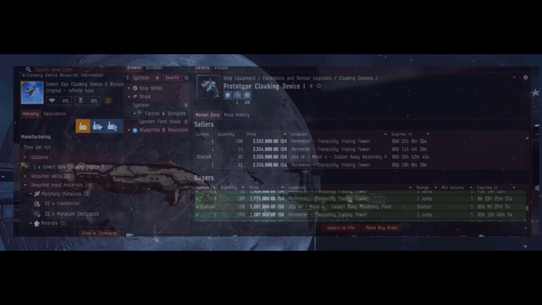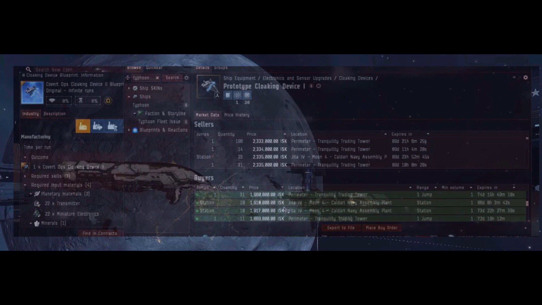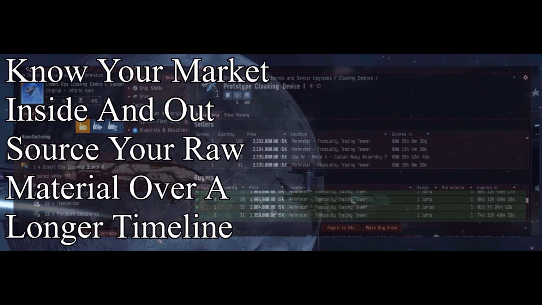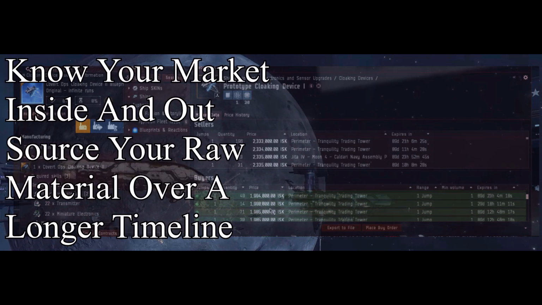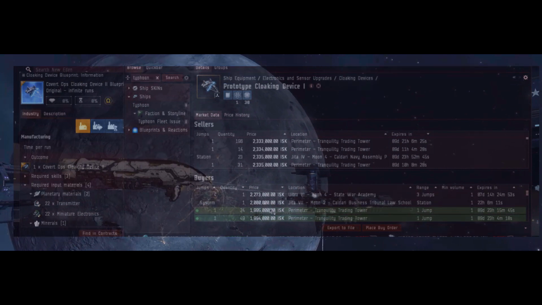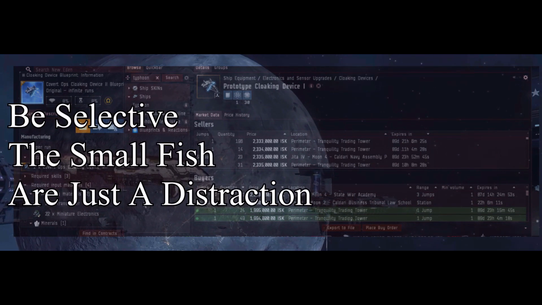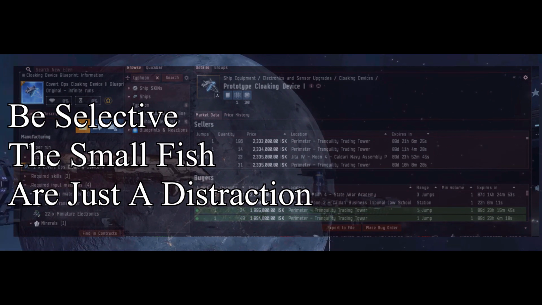A savvy capsuleer will go through and buy each part of this item as low as can be expected to fill in 90 days. In this way, you will maximize your profit from the purchase standpoint. But what you have really done is chosen your customer. You do not want to buy from the small fish. You want to buy from the whale.